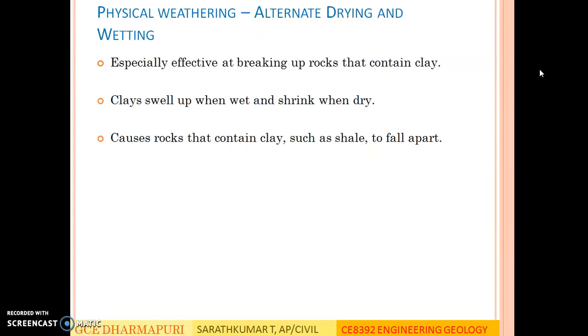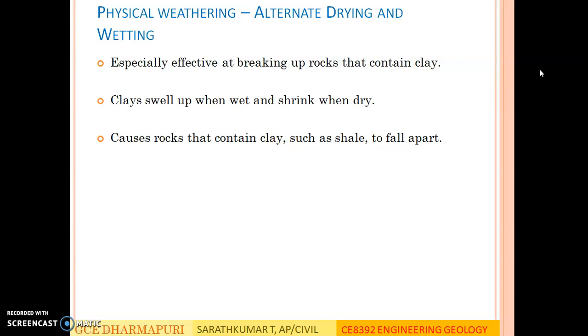Alternate drying and wetting is especially effective at breaking up rocks that contain clay. In clay, one of the minerals is montmorillonite. It has a very high swelling nature. So when water goes inside, the clay mineral swells, and when it is dry, it shrinks.